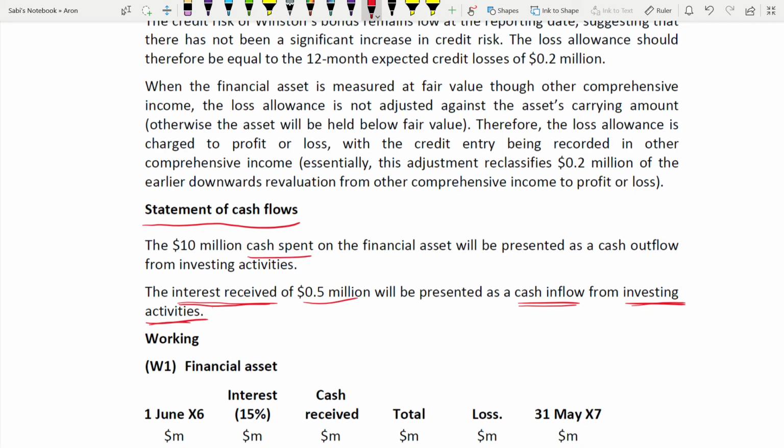The cash spent on the financial asset. This will be presented as a cash outflow from investing activities again. This amount also we will calculate later. But now you have understood these two things. One is cash spent, one is interest received. For this you are getting 1 mark here, 1 mark here, 2 marks. Out of 10, only 2 marks is here.